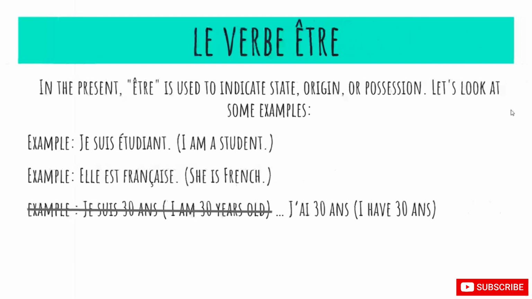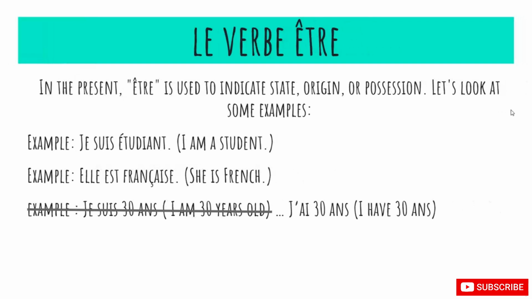Using the verb être in the present is used to indicate state, origin, or possession. Let's look at some examples. First example, je suis étudiant. I am a student. Elle est française. She is French.